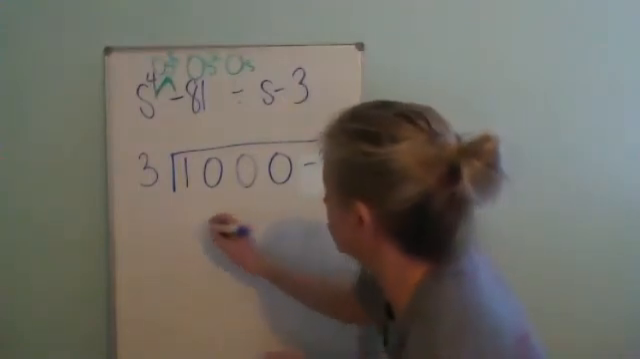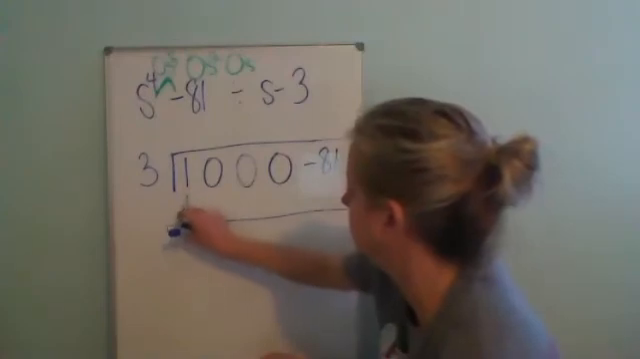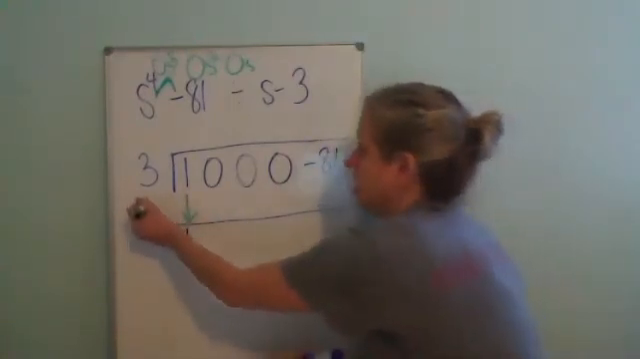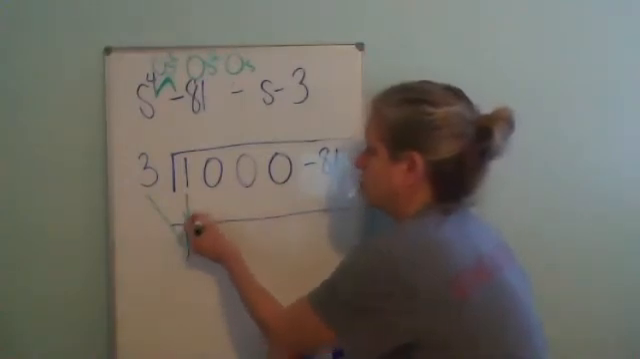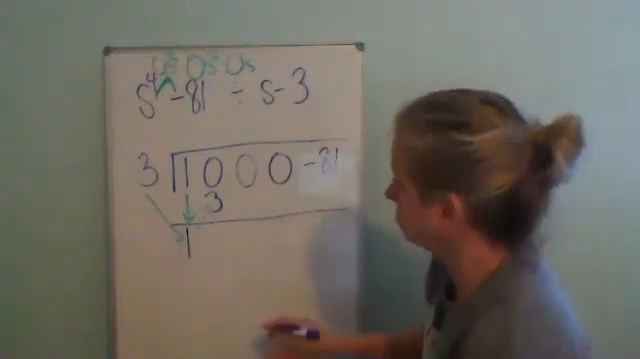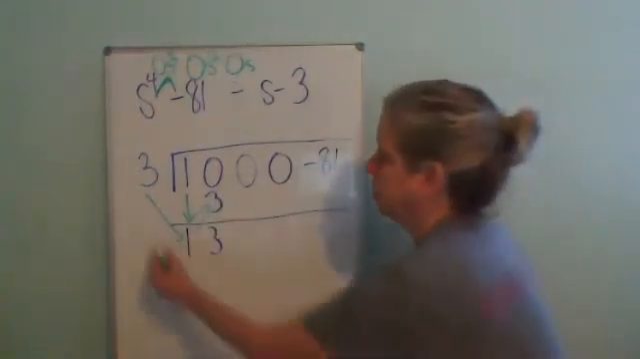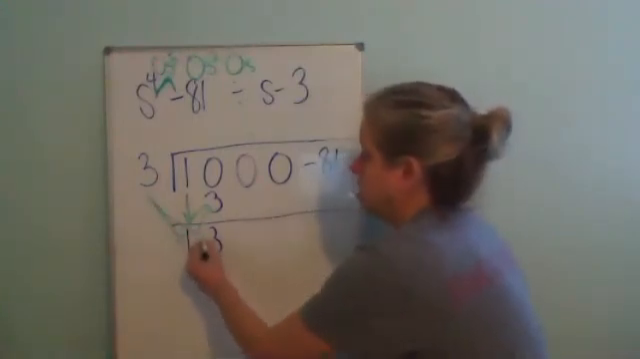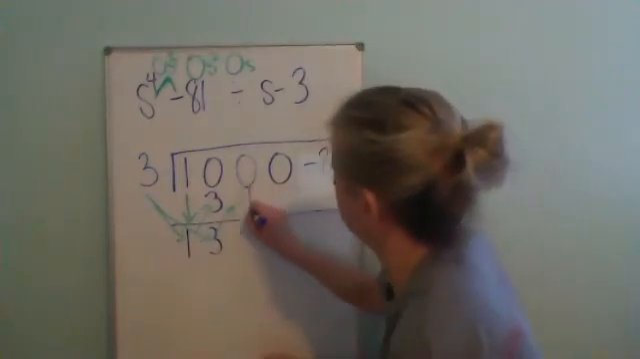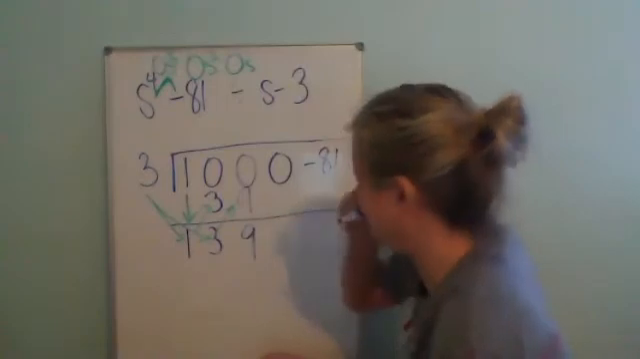And then start your process. Drop down the 1. 3 times 1, and put your answer under that first 0, which is a 3. Add that straight down. 0 and 3 is 3. Do it again. 3 times 3 is 9. So put your answer there. Add that straight down. 0 and 9 is 9.